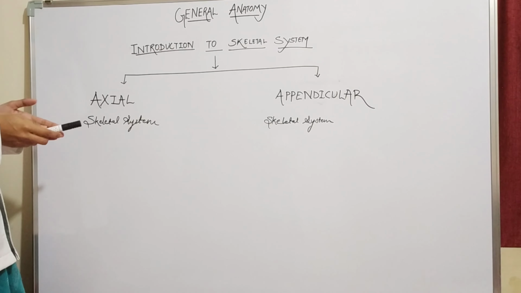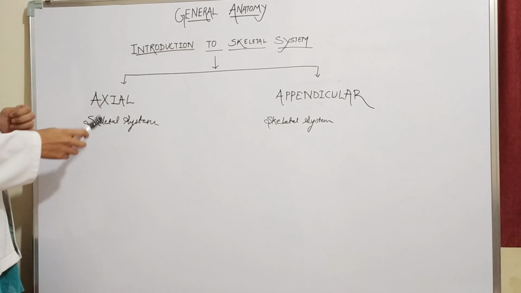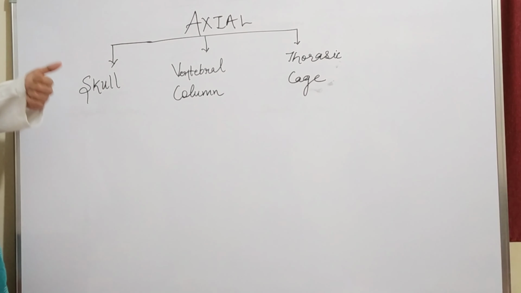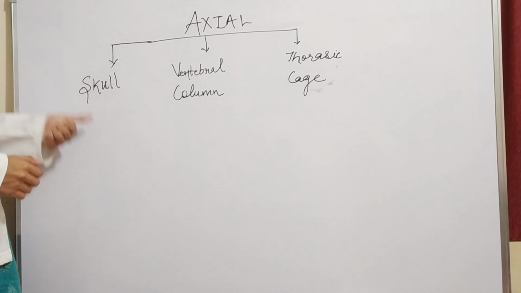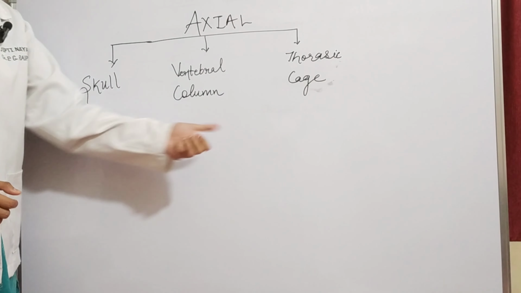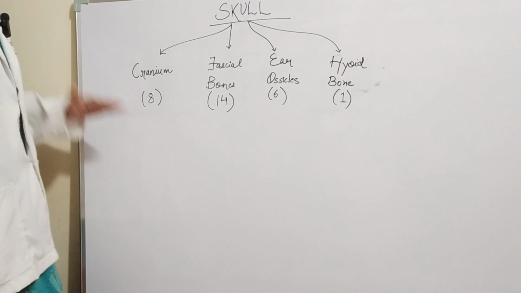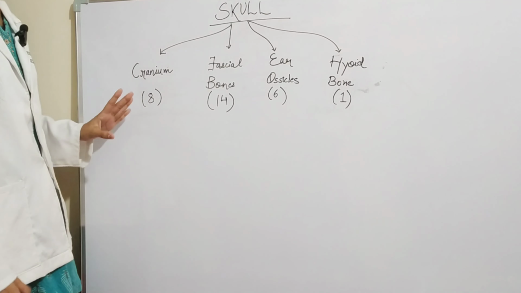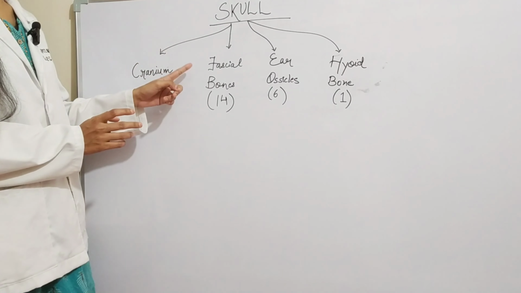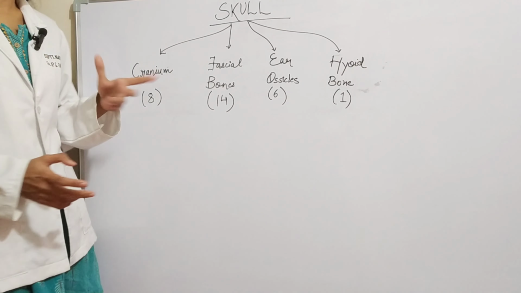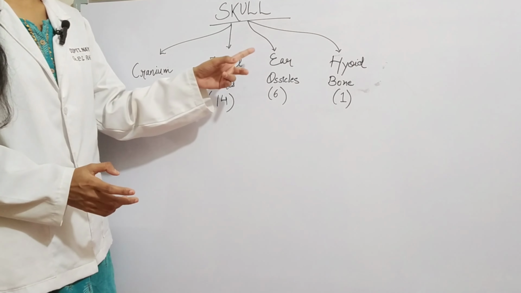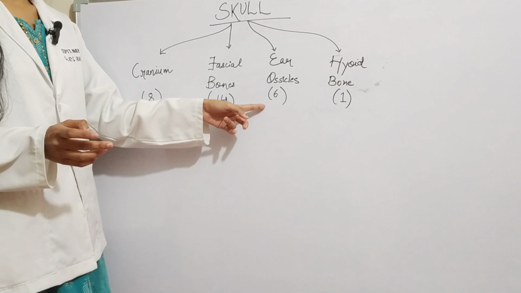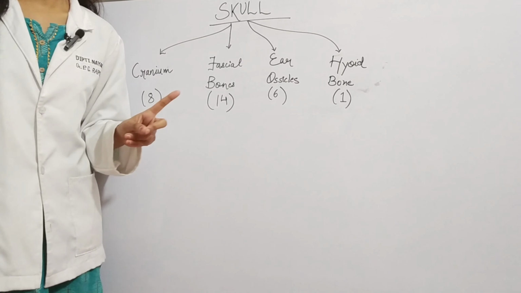So the skeletal system is basically divided into two systems, that is axial skeletal system and appendicular skeletal system. Axial skeleton consists of three parts: skull, vertebral column and thoracic cage. So the skull consists of cranium, facial bones, ear ossicles and hyoid bone. Cranium has in total 8 bones in it, and facial bones, that is the bones of our face, has 14 in number, and ear ossicles, which are 3 on each side, has 6 total bones, and hyoid bone is one single bone present in our body.